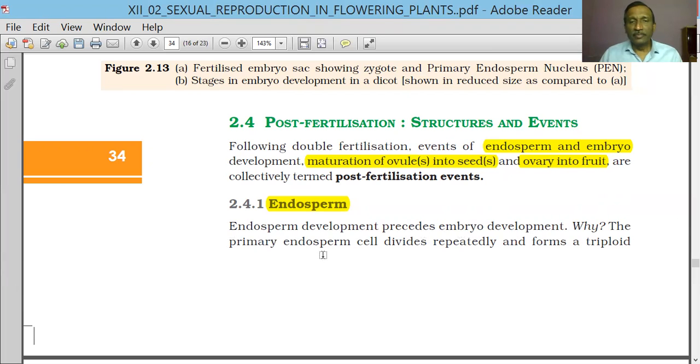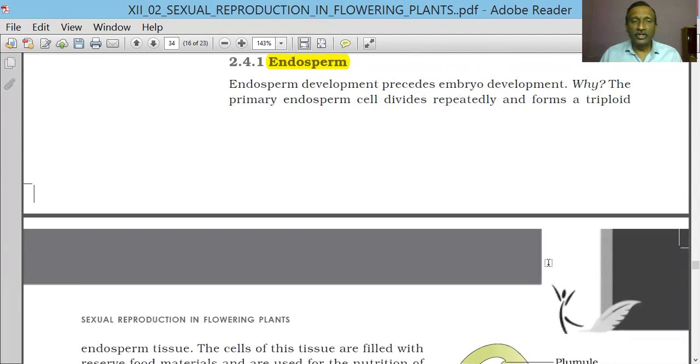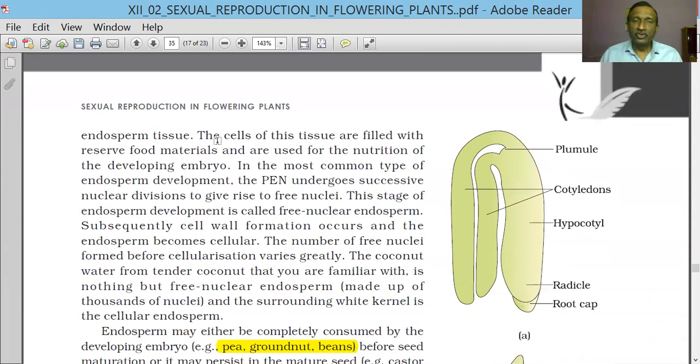The primary endosperm cell divides repeatedly to form a triploid endosperm tissue. The cells of this tissue are filled with reserve food material and are used in the nutrition of the developing embryo. That is a very important thing: the endosperm actually provides nourishment to the growing embryo. There are three different ways in which endosperm development takes place.